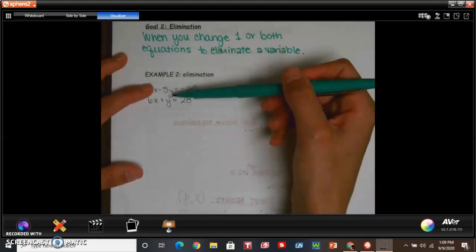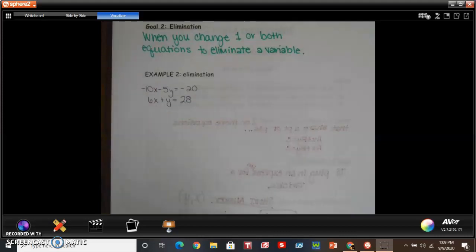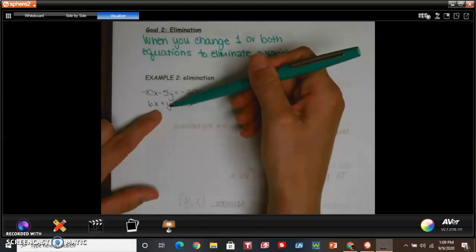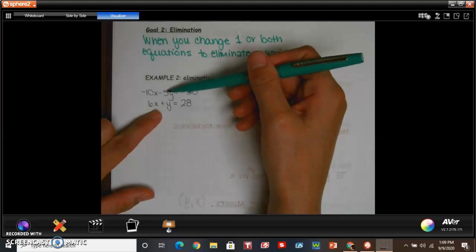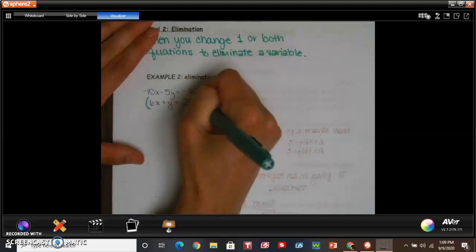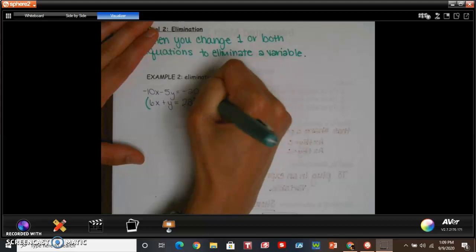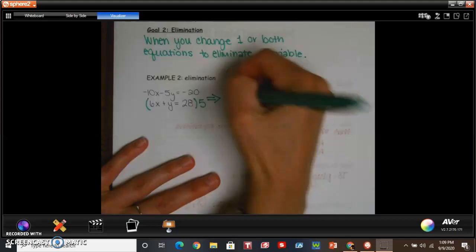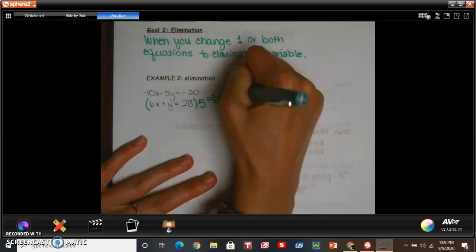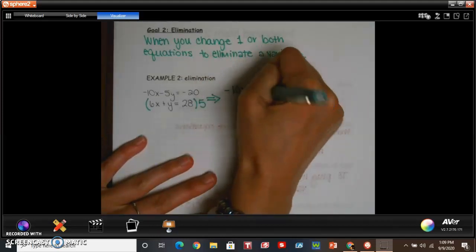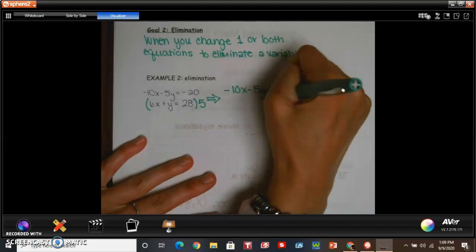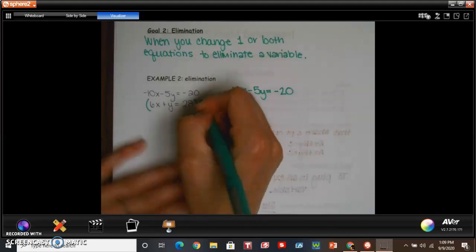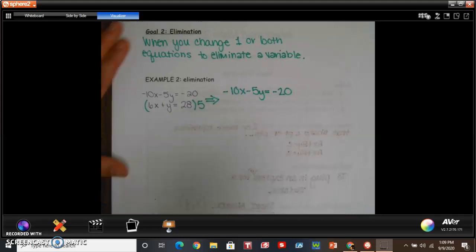But look at this. We have a negative 5y and a positive y. That is an easy manipulation. For us to turn this into a positive 5y, all we need to do is multiply it by 5. And whatever you do to one thing in the equation to be able to eliminate, you must do it to all of them. So our top equation doesn't change any. Our bottom one does. Now, everything's going to get multiplied by 5.